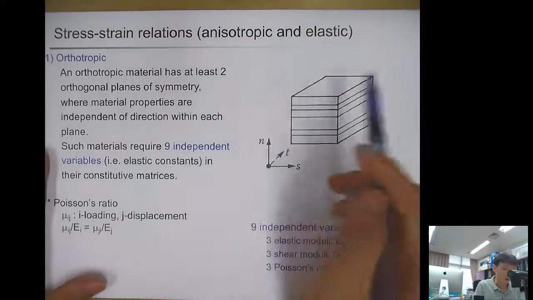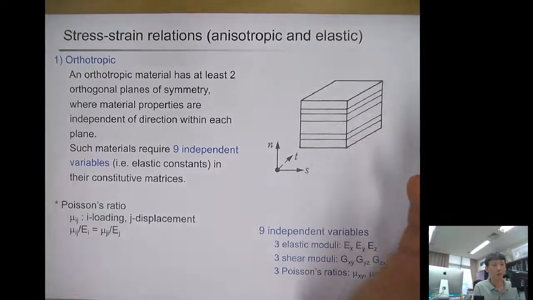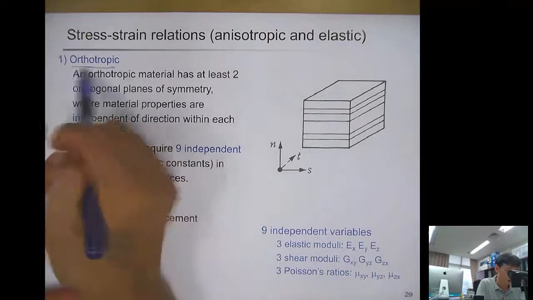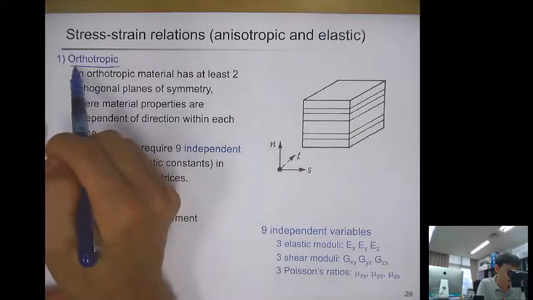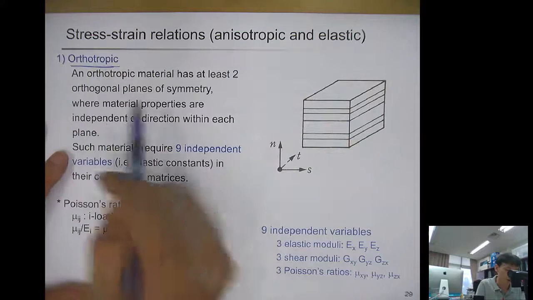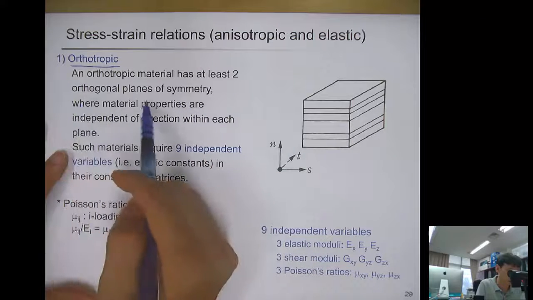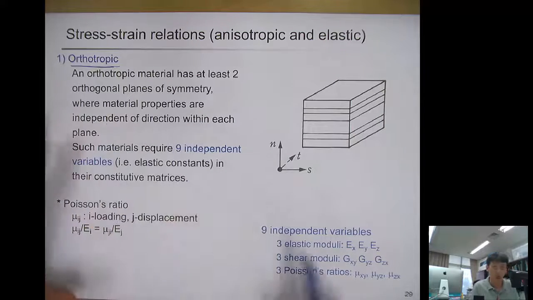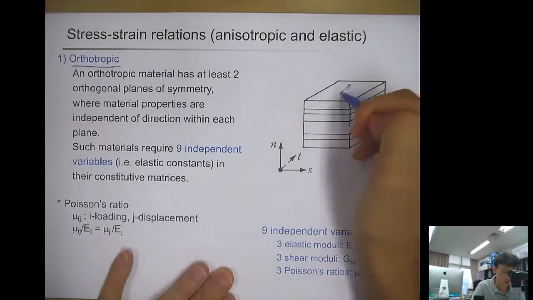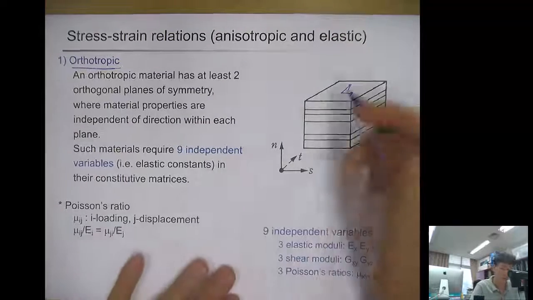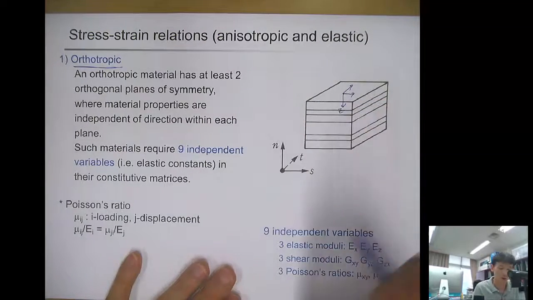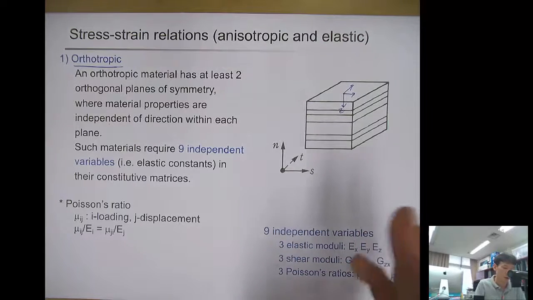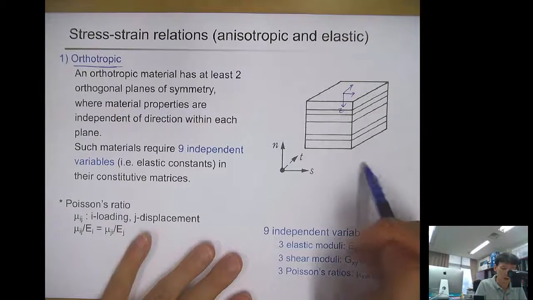But sometimes in soil we often encounter layered media. So typically we see orthotropic material. So orthotropic material has at least 2 orthogonal planes of symmetry, where the material properties are independent of direction within each plane. So here it means that this direction and this direction, you have the same property, but in the other direction here, the z direction, it's not symmetric. That means that it's orthotropic.